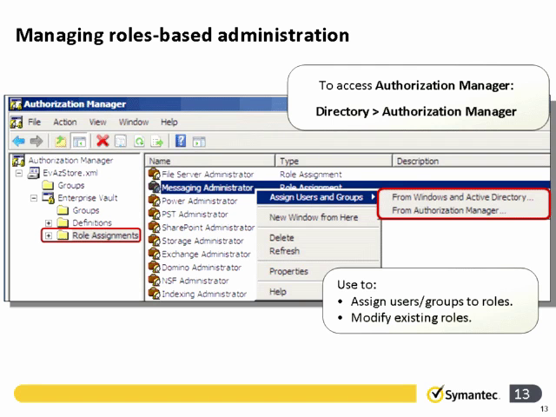groups. And you can see from the pop-up, once I've selected assign users and groups, I can either use Windows or Active Directory users and groups, or I can use ones that have been defined in the Authorization Manager. And again, those would have been created using lightweight directory access protocol queries and would only be accessible through the Authorization Manager. You wouldn't see them in Active Directory or anywhere else.